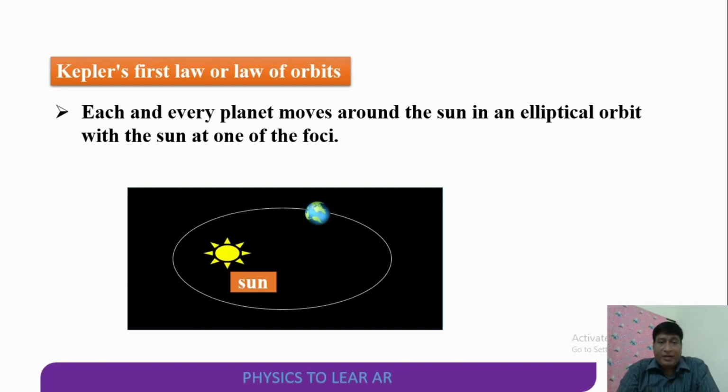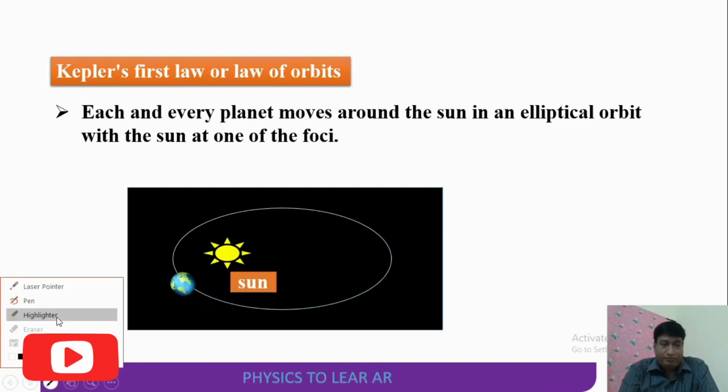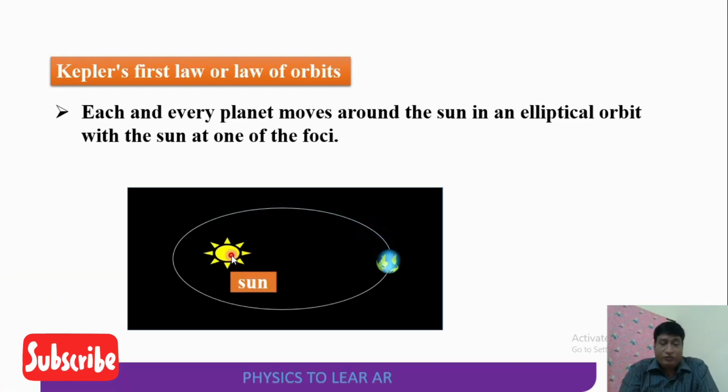Each and every planet moves around the sun in an elliptical orbit with the sun at one of the foci. You can observe from the figure that the Sun is at one of the foci, and the Earth is revolving around the sun in an elliptical orbit.